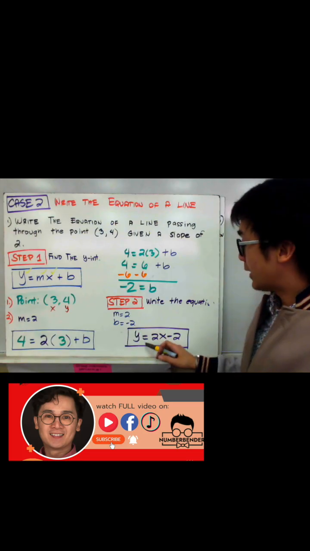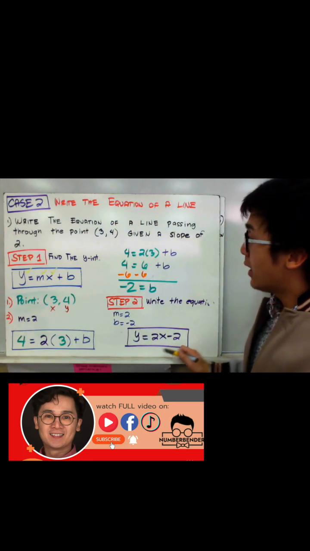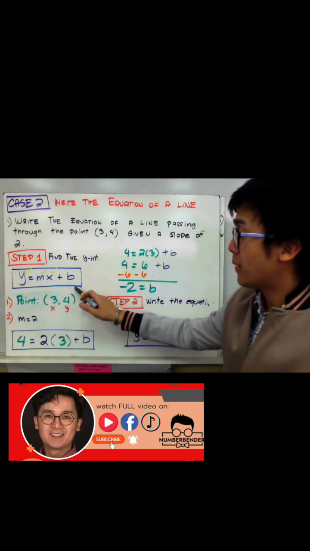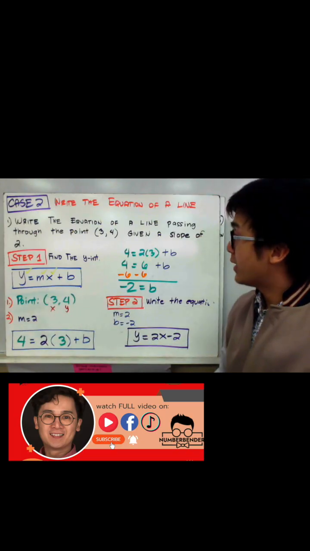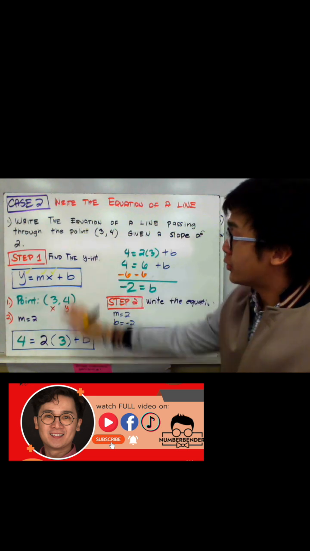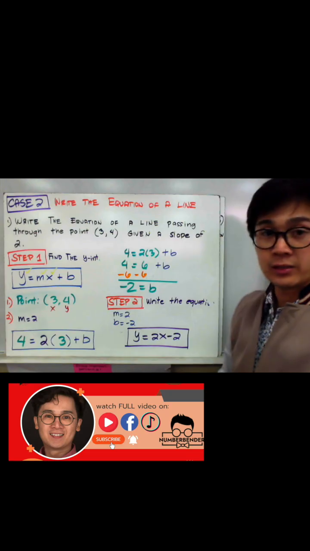So y = 2x - 2 is the equation that we need using the slope-intercept form and by finding the y-intercept of the given line. And this is how we answer a problem on case number 2, which is given a point and given a slope.